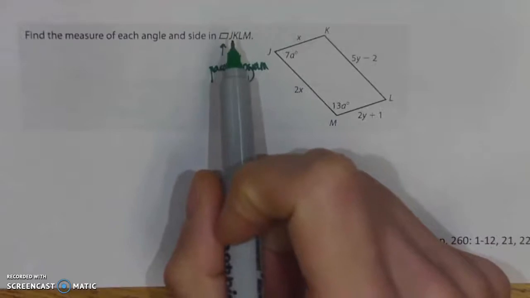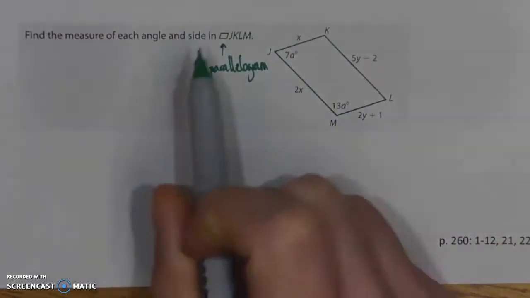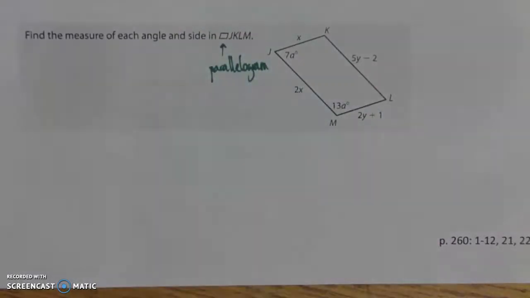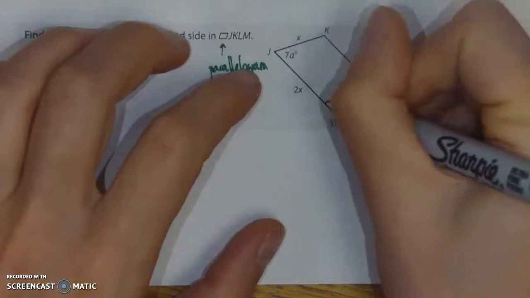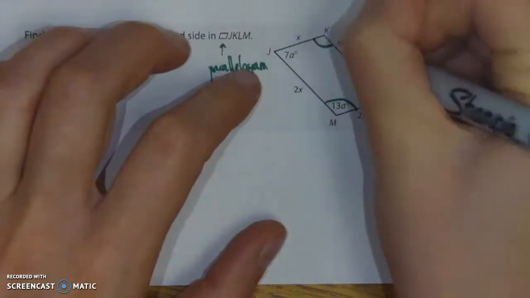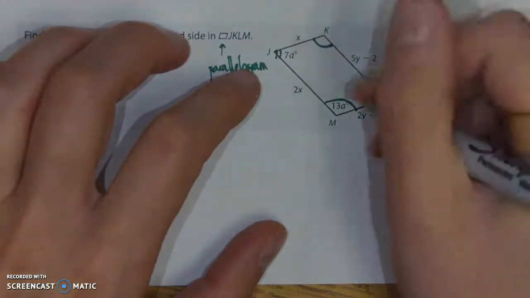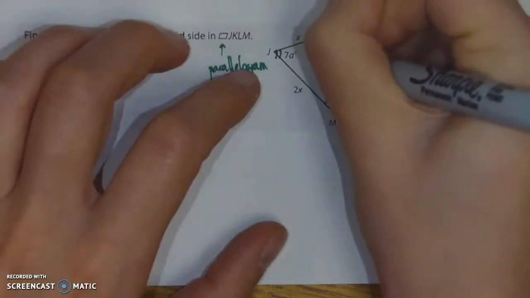And don't forget, you do need every vertex mentioned in order for it to actually be the name of it. So JKLM. All right, now that we have that, let's fill in what we know. So the first thing that I can do is I can mark stuff with angles. So I know that angle M is going to be congruent to angle K. I know that angle J is going to be congruent to angle L. So I'm going to fill in those measures accordingly.